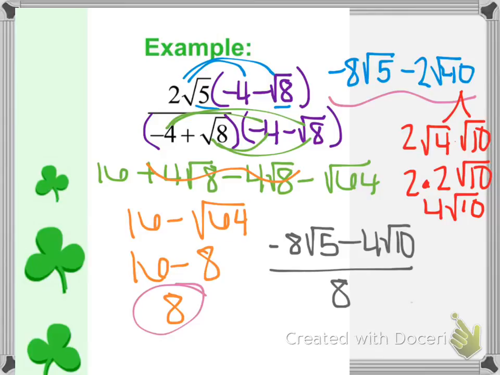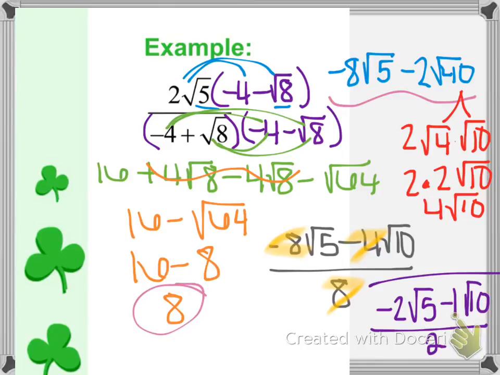I already simplified my square roots, so the last thing to check is the numbers that are not in the square root. Negative 8, negative 4, and 8. Those are all divisible by 4, so I'm going to shrink them all down. So that gives me negative 2 root 5 minus 1 root 10. You don't have to put the 1, but you can. And then the 8 divided by 4 on the bottom gives you 2 on the bottom. And that's the simplified version.